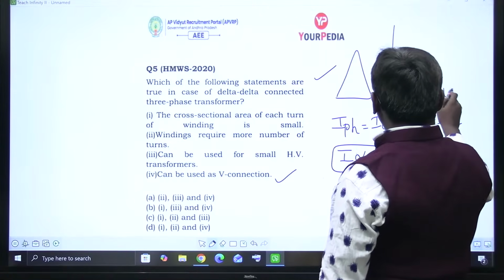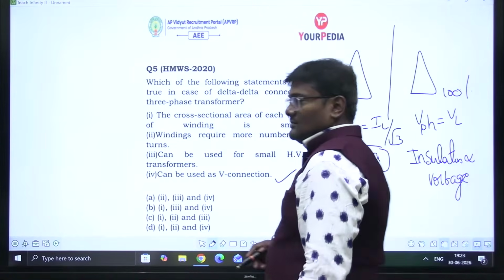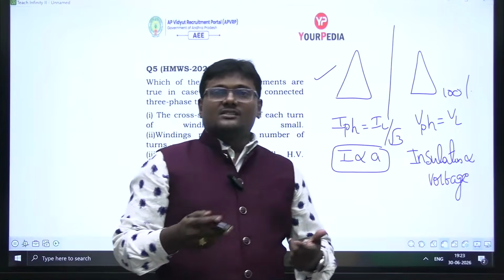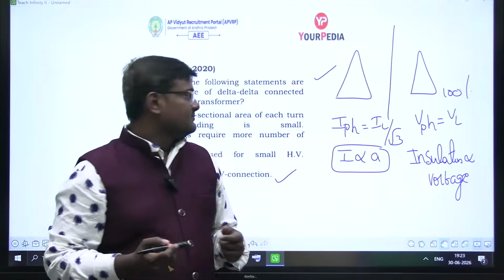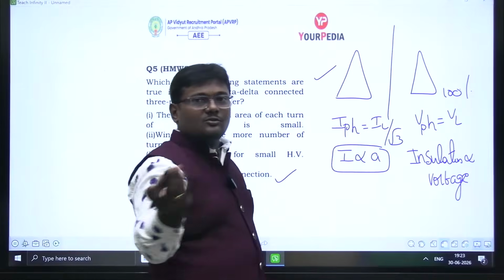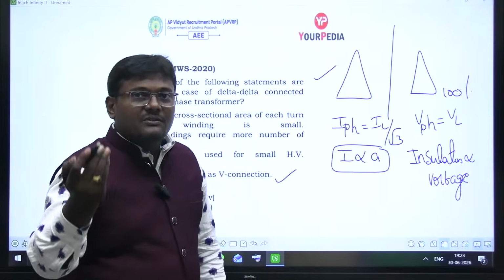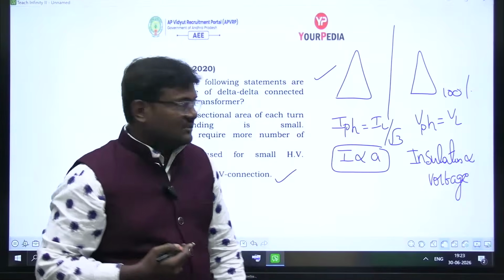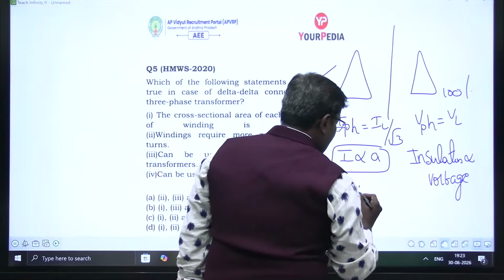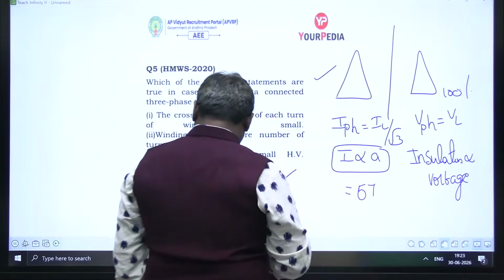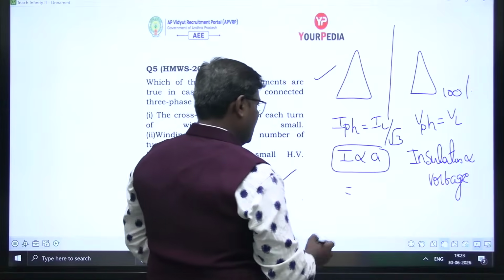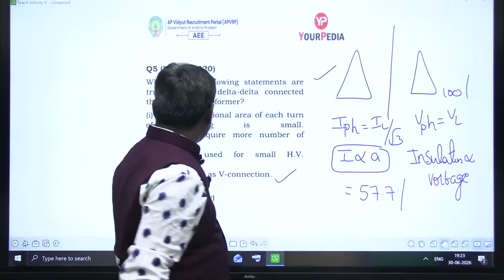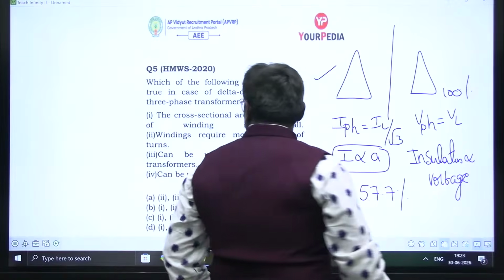I require 100% insulation. As I told, the phase current is directly proportional to cross-sectional area. So if I have 100 rupees in my pocket, only 57.7 rupees are required. 57.7% only required. Now tell me, the cross-sectional area of each turn of winding is small.